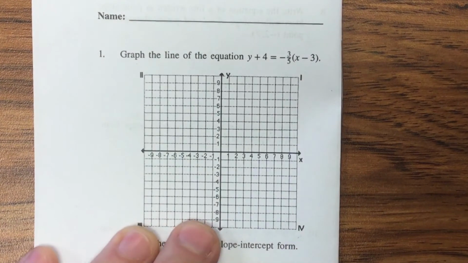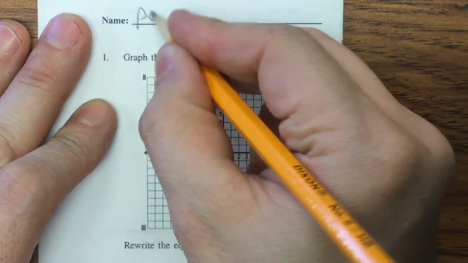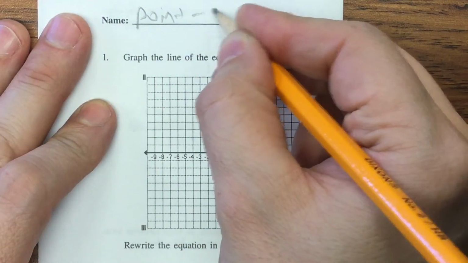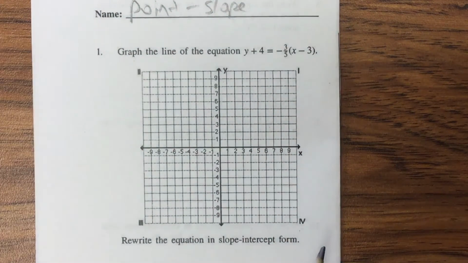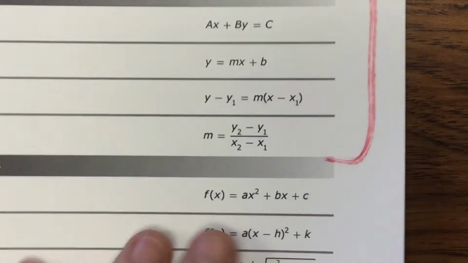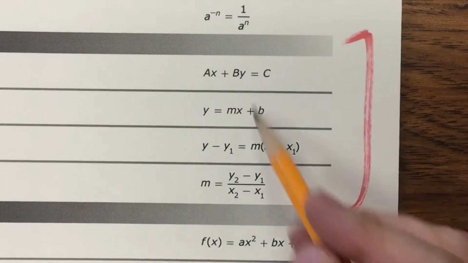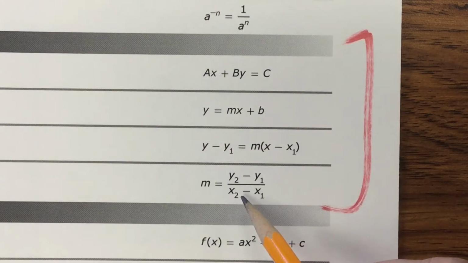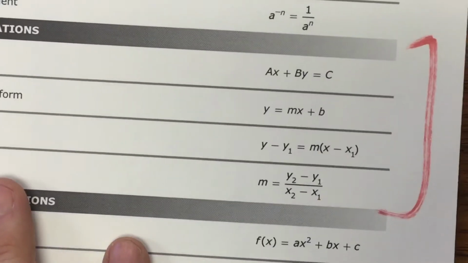So a form that we studied is called point slope form, because inside this equation there is a point and there is the slope of the line. If you take a look at your Algebra 1 reference materials, this is something given to you during the state test. You can also use it during any test you take with us from now on. This is the point slope formula.